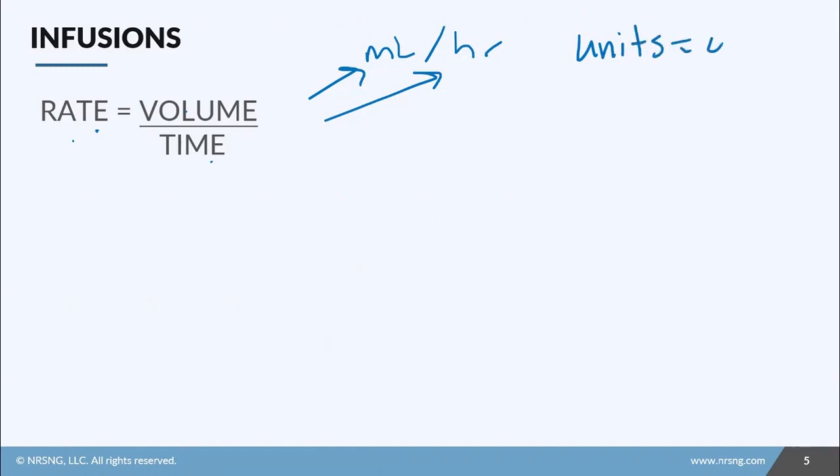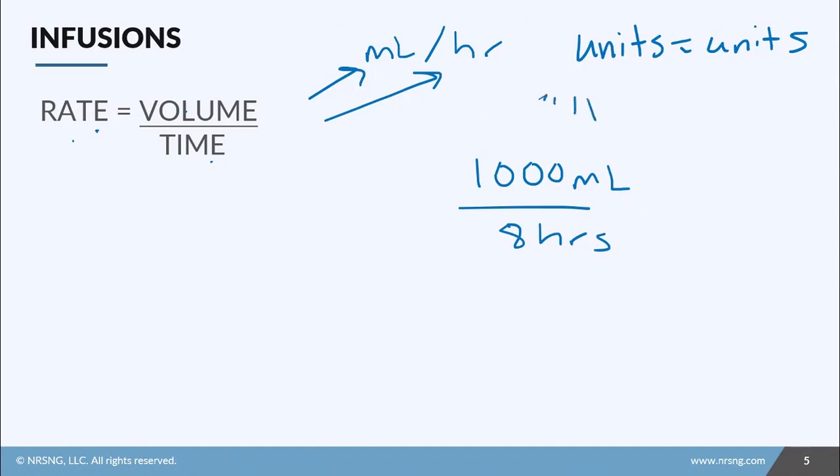So units equal units. So if I say we're giving 1,000 milliliters over 8 hours, what's the rate to set on the pump? Well, anytime you see set on the IV pump, we're talking milliliters per hour. So 1,000 milliliters over 8 hours is 125 milliliters per hour. We could also rearrange this formula to solve for anything. So it's basic algebra.